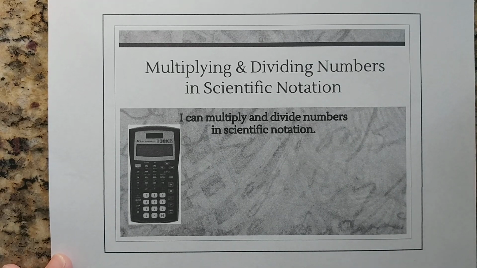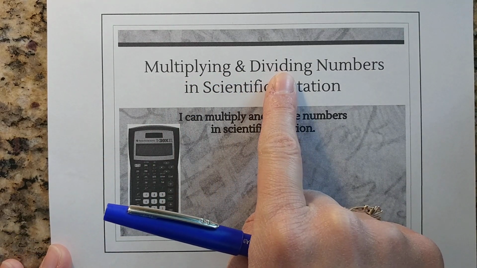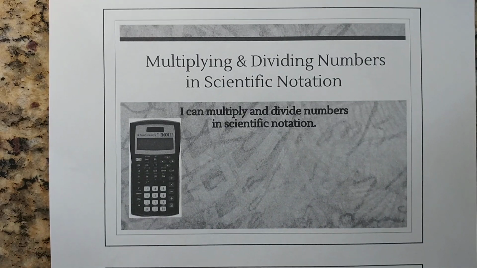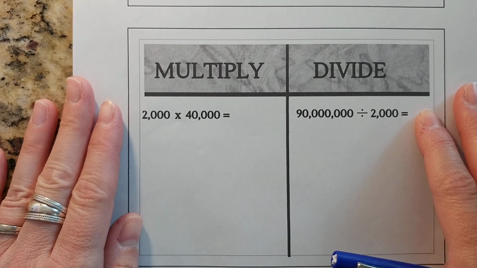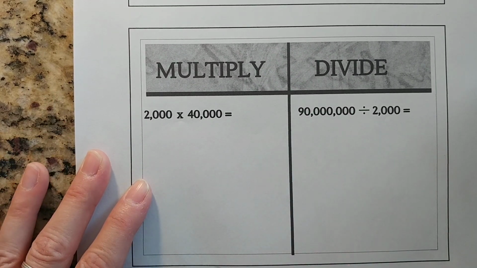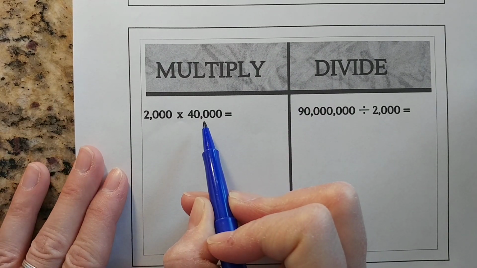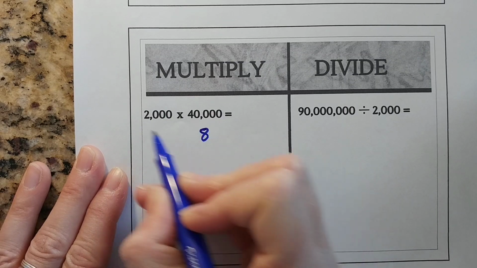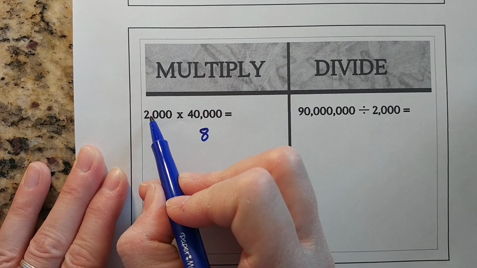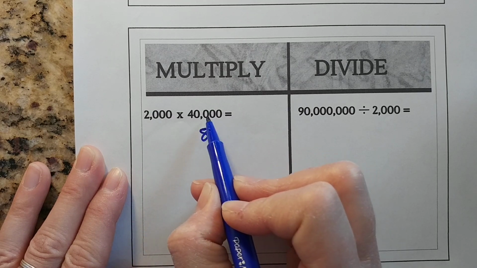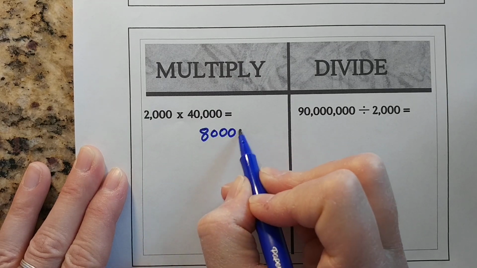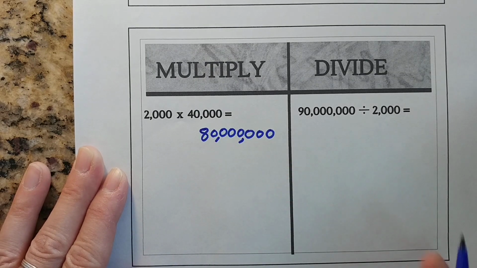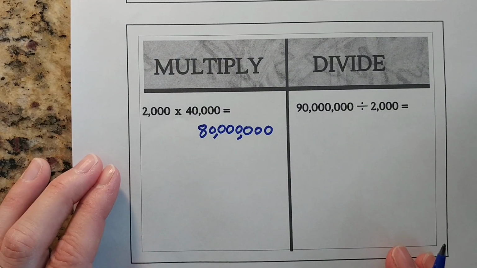Okay, today's lesson is going to be on multiplying and dividing numbers in scientific notation. In order to learn how to do this, let's take a look at standard numbers. So 2,000 times 40,000, you probably can do that in your head. Just doing 2 times 4 is 8, and then you know that you just add up all those zeros. There are 3 here, and there are 4 here. So 7 zeros. So the answer would be 80 million.